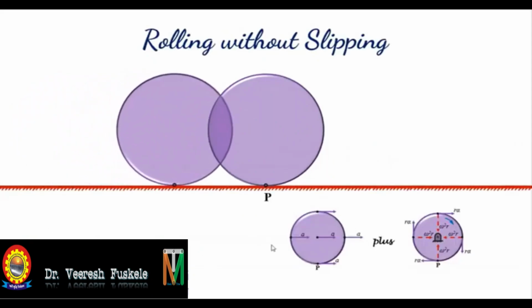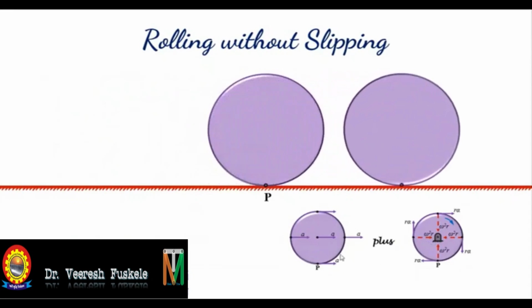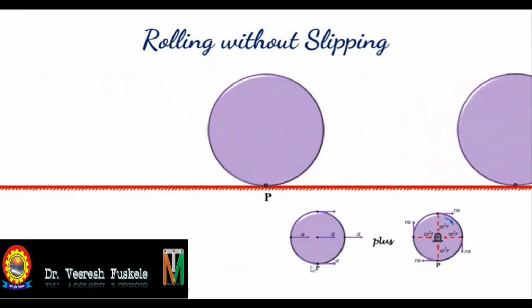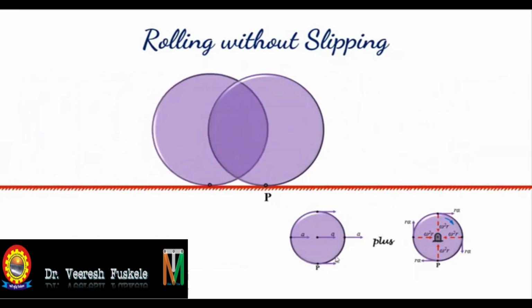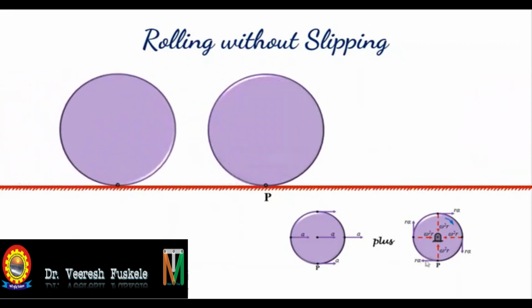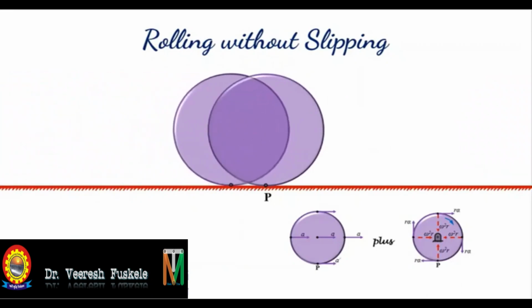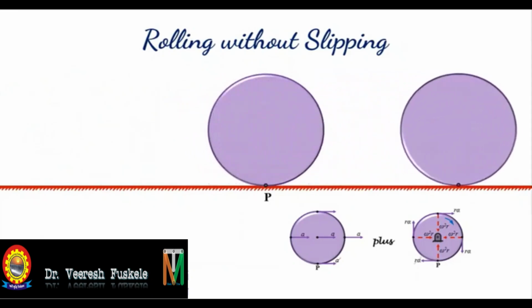In case of pure rolling, as we know, it is the combination of rotational motion and translation motion taking place simultaneously. So as we can see here, the acceleration component of translation and acceleration component of rotation r alpha will cancel out each other, as they should be equal. Let us see it once again.